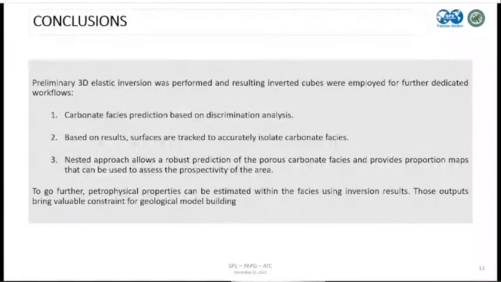And to go further, using those results of inversion, we could estimate other petrophysical properties, such as V-shale, etc. And those maps of proportion or other outputs are used to constrain geological model building, and allow us to have a more robust model and further reservoir and dynamic models.